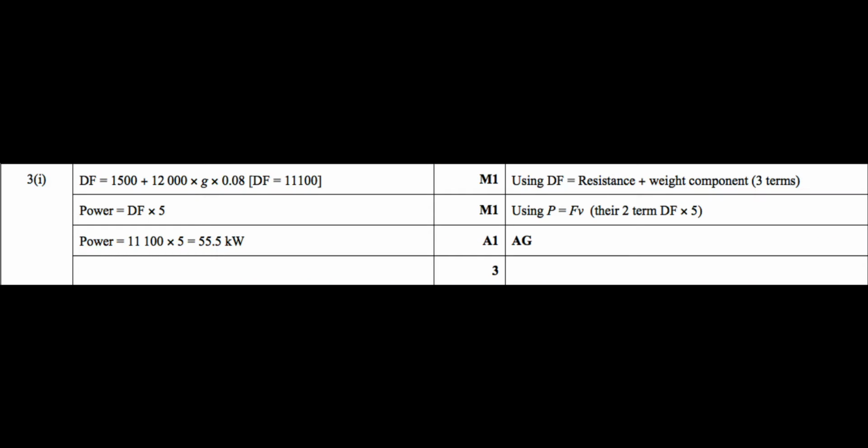So it means driving force equals resisting force plus mg sin theta. The resisting force is 1500, and mg sin theta is 12,000 times g times 0.08. So we get driving force equals 11,100 Newton. To find the power, we use the formula: power equals force times velocity. The force is the driving force, 11,100, and velocity is 5. So power is 11,100 times 5, the same as 55,500 watts, or in kilowatts, 55.5 kilowatts.